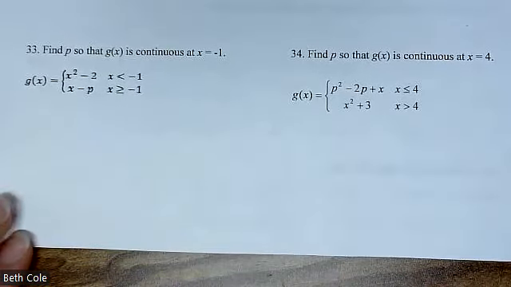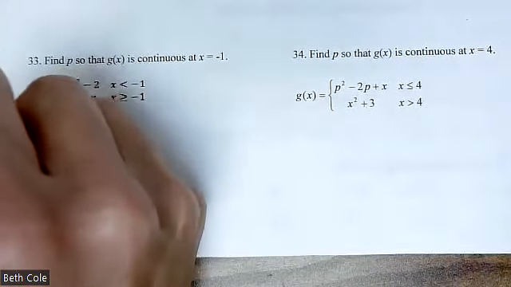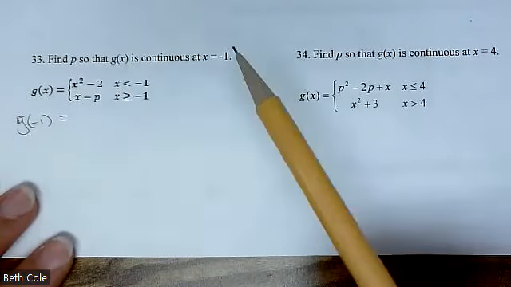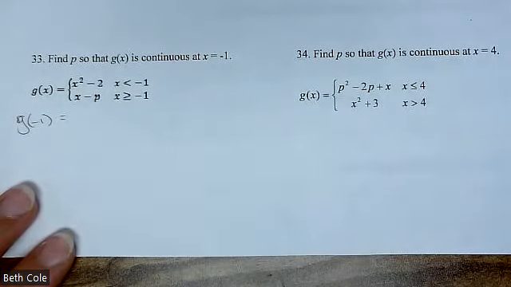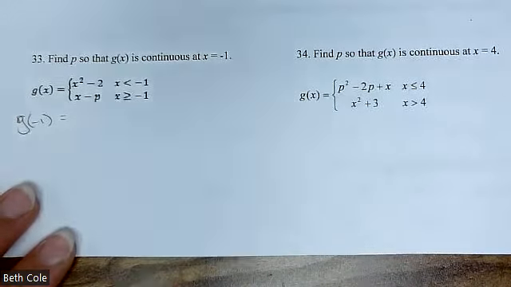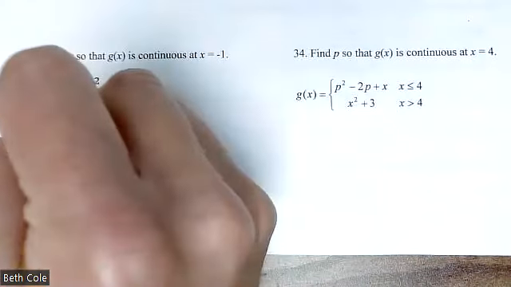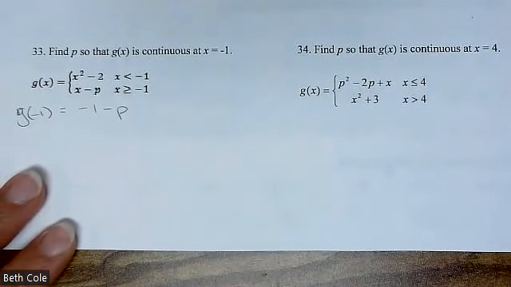So for continuity, you need a point. So let's find our point at -1. G of -1. I almost wrote F, but this is G. G of -1. Which piece of this are you going to plug -1 into? Like which one has -1? Good. So if you plug in -1 for x, you get -1 minus p. So we just plugged in -1 to the correct piece of the function there.